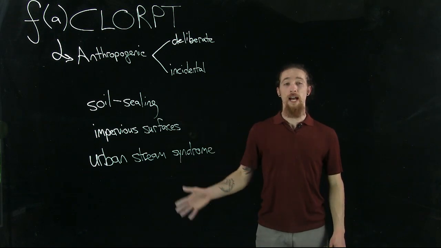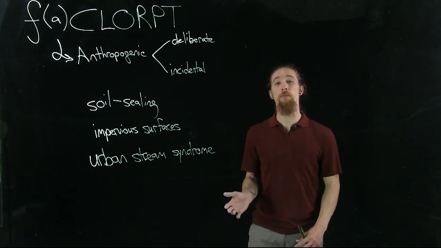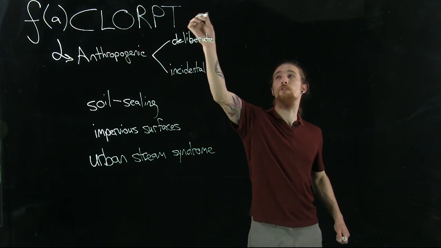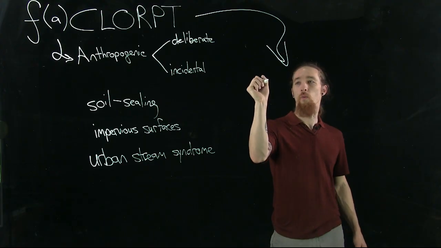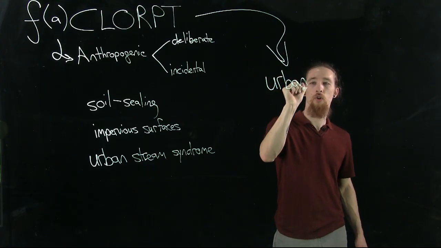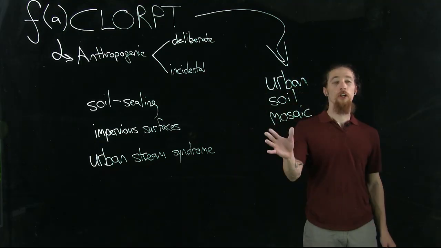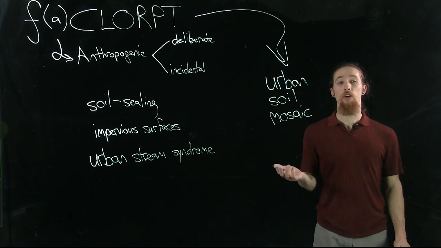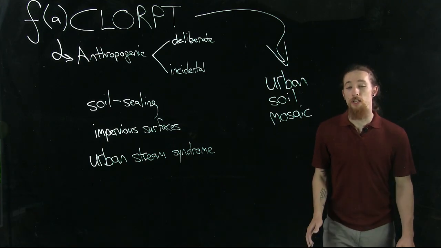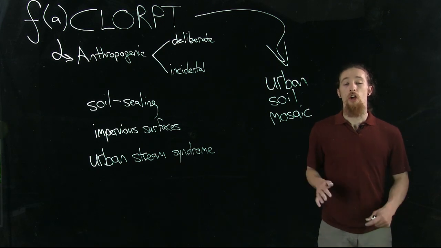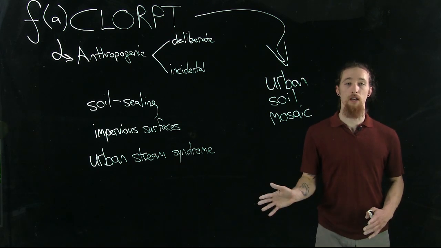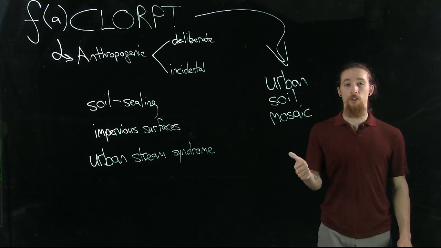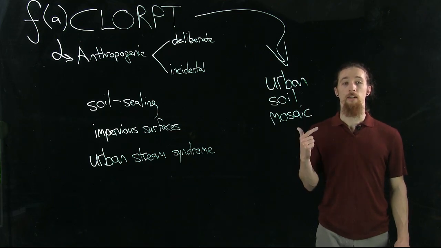Ultimately, all these aspects of the urban environment and the human effect on soil, this function of clorpt, has resulted in what is now called the urban soil mosaic. The urban soil mosaic says that traditional soil maps are no longer useful in an urban environment because they rely on natural processes which typically have smooth transitions across long time periods. None of this is true in an urban environment. There are artificial processes at work and everything is changing very quickly.